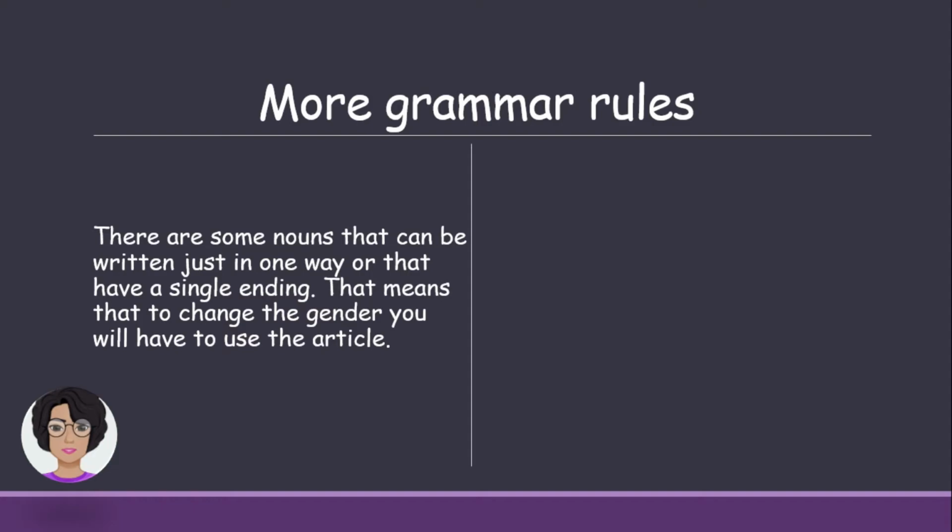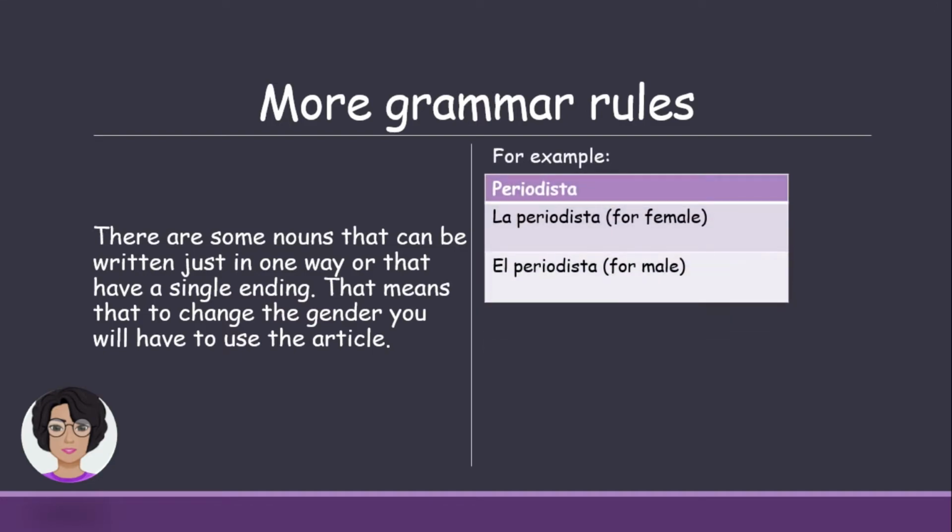There are some nouns that can be written just in one way or that have a single ending. That means that to change the gender, you will have to use the article. For example, we have the word periodista, which means journalist. Periodista cannot be changed. That's the only way that we have to write this. So if you want to talk about a journalist that is a woman, you would use the article. So you would say la periodista for female, right?